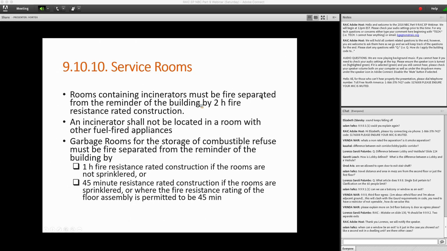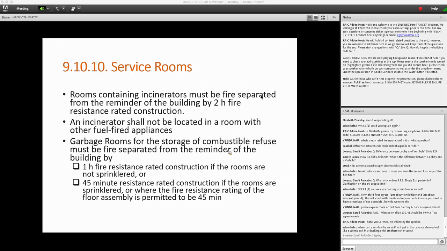Rooms containing incinerators are also required to be fire separated from the remainder of the building by 2 hour fire resistance rated construction. An incinerator shall not be located in a room with other fuel fired appliances, because then there is the potential for a fire to occur in the room.